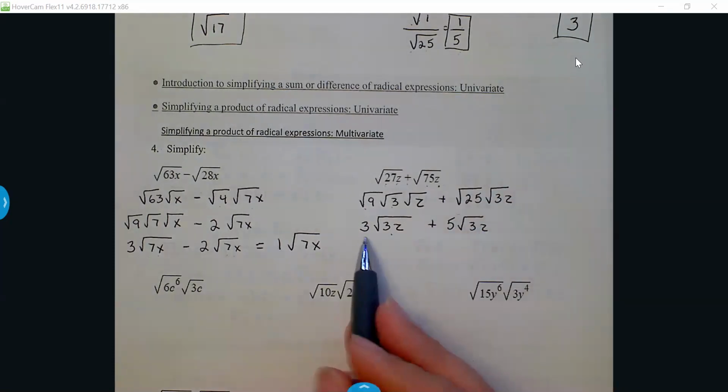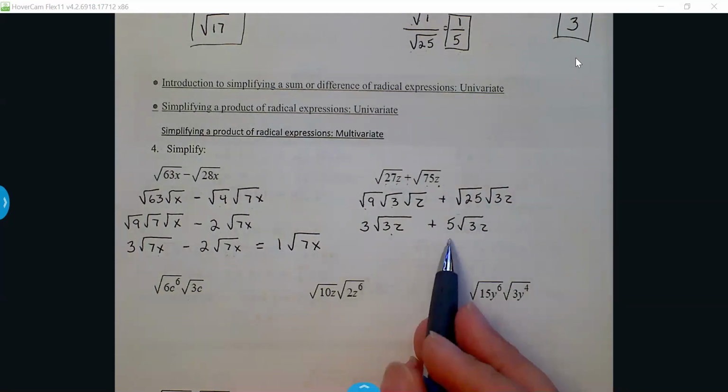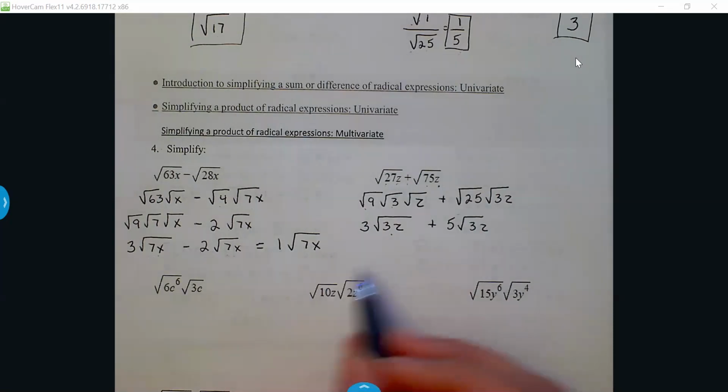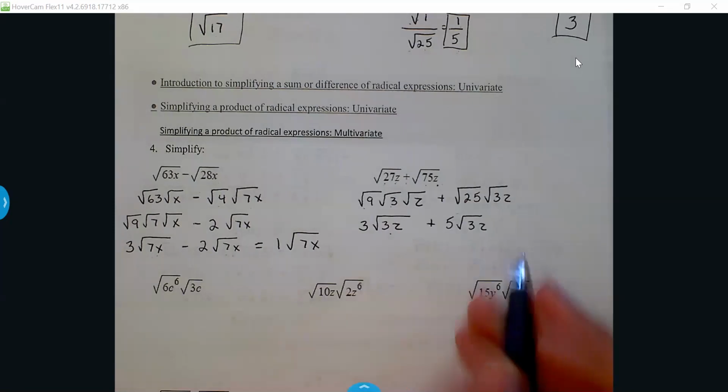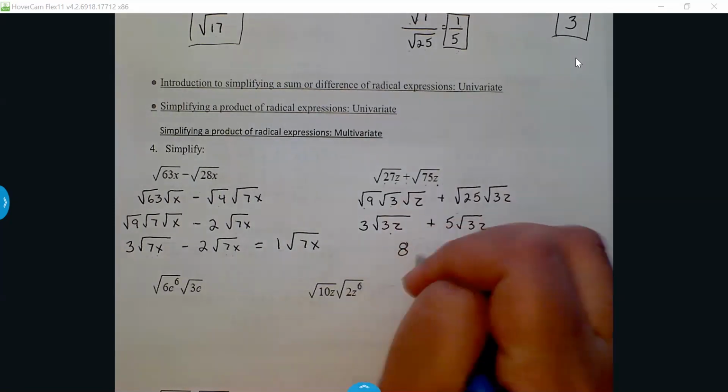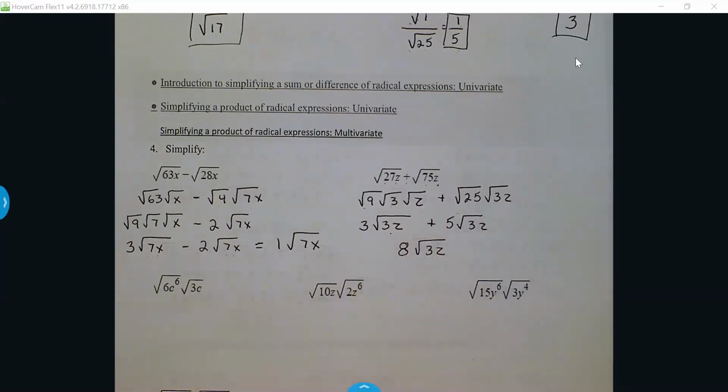So I have 3 times the square root of 3z plus 5 times the square root of 3z. So these are the same, so I add the coefficients. So 3 plus 5, this would be 8 times the square root of 3z for my answer. Okay.